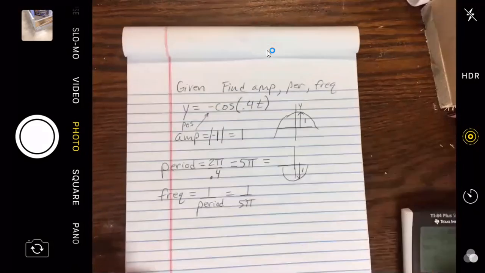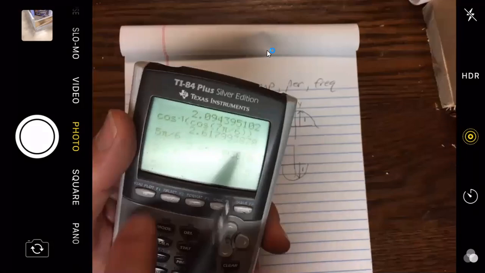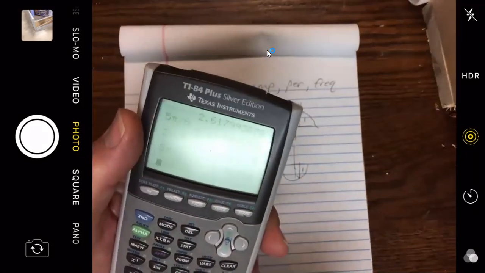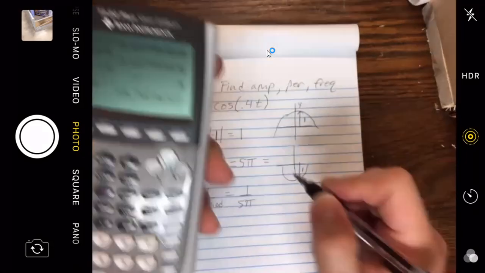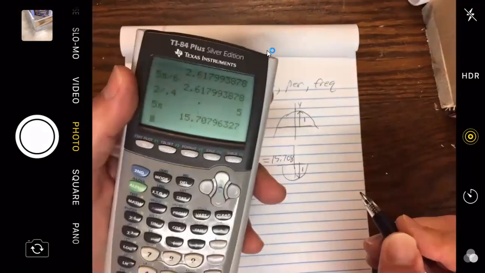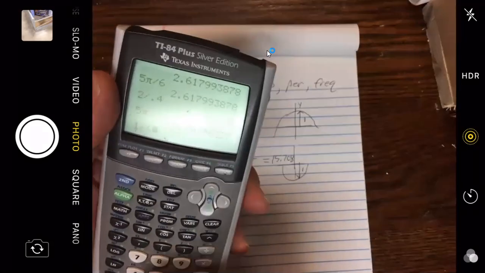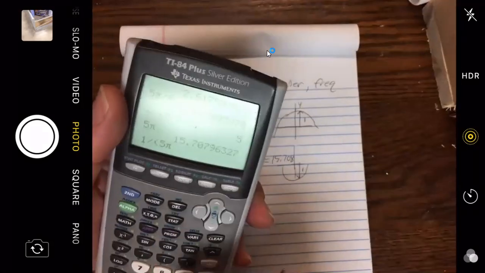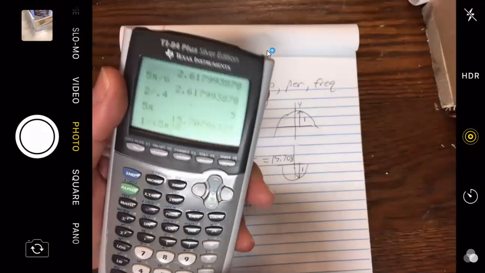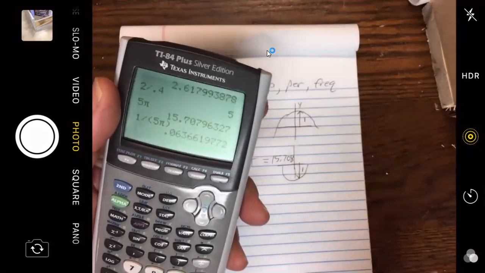So if you wanted decimals for these, 5 pi is 15.708, and 1 divided by parentheses 5 pi is 0.063666.